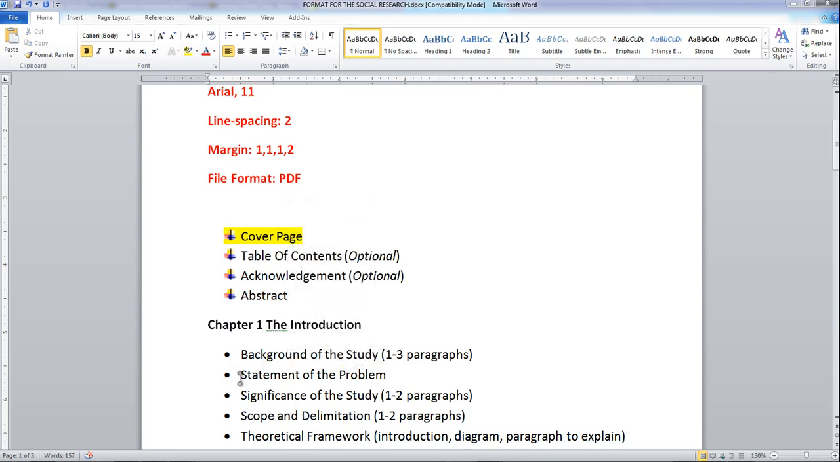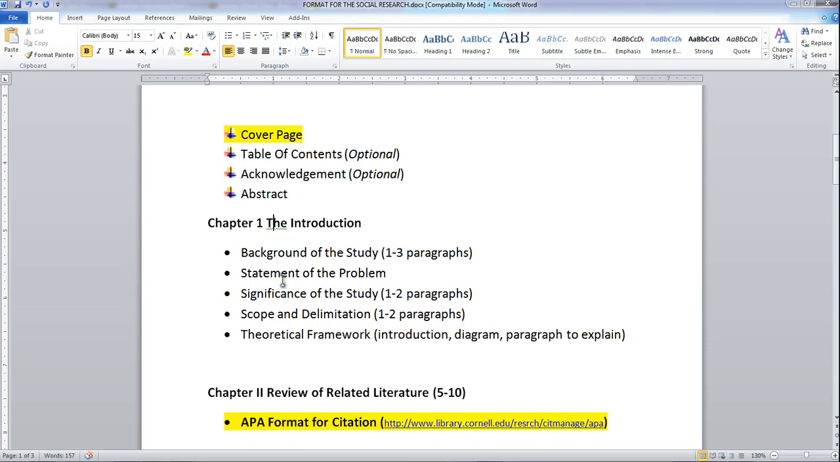Chapter 1, the introduction. Just give a 1 to 3 paragraphs background of the study, a short introduction of what your study is all about. Statement of the problem. It should just be 1 to 5 problems. I'm sorry, it should be 3 to 5 problems. Okay, we just want it to be manageable. We don't want to answer many problems with such limited time and skill.